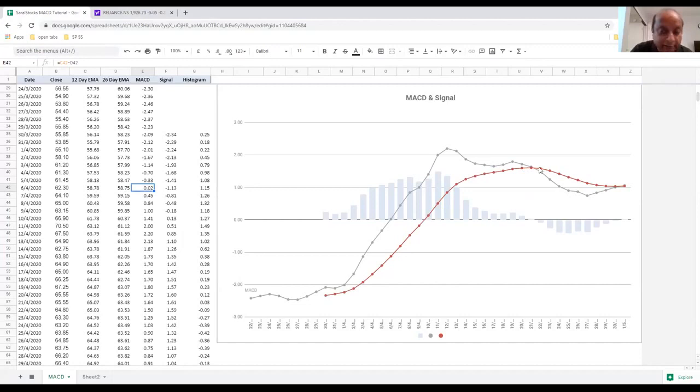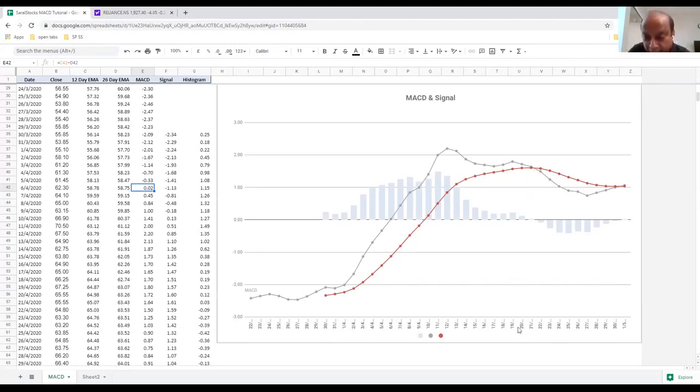Now, this is called the signal line. Signal line essentially means how the MACD line itself is moving, or changing directions. So at this point here, you can see that the MACD line itself has been crossed over by the signal line here. So this essentially changes the direction of the trend in the stock prices.